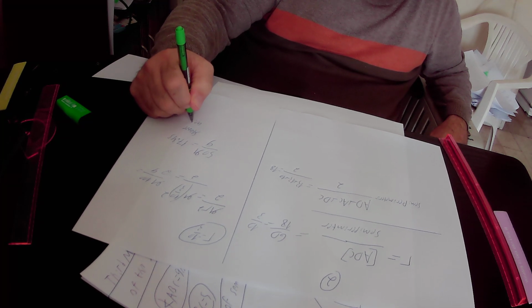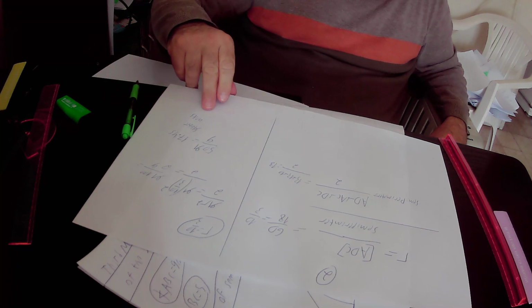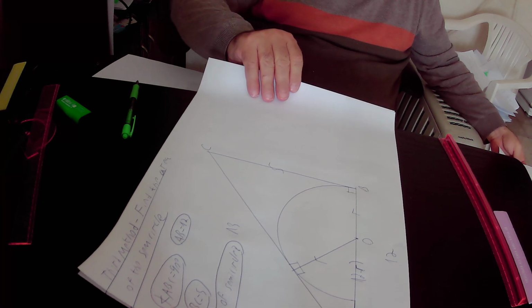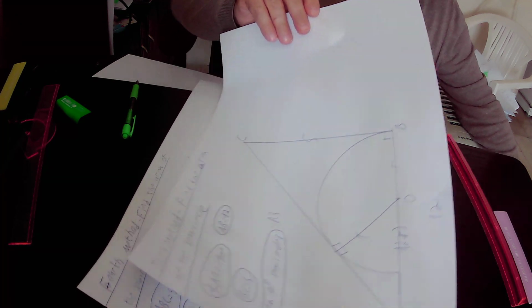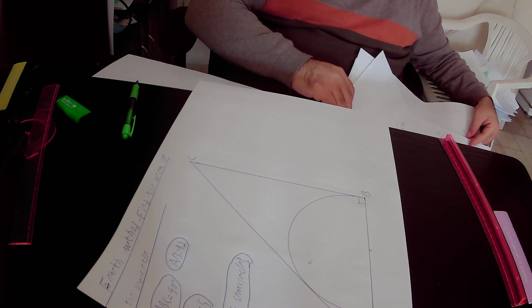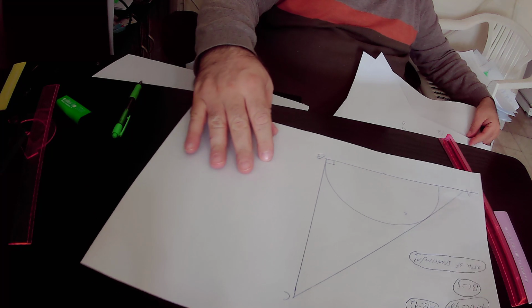Okay? In the next, we finished with the third method. In the next step, I will explain to you how to find out the area of this semicircle according to a fourth method. Okay?